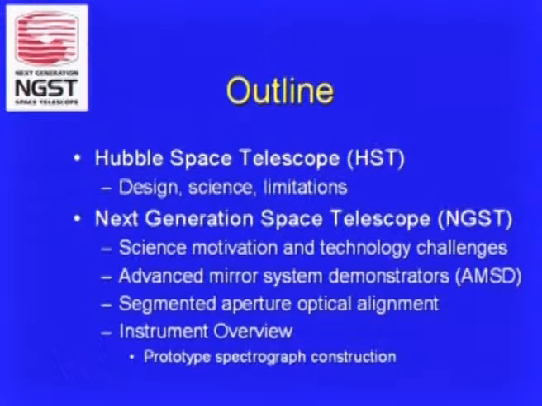I'll start off by talking about Hubble Space Telescope, what its design was like, what kind of science it performed, and what its pluses and minuses are from a science point of view. I'll talk a little bit about the requirements of Hubble, the science requirements. The Next Generation Space Telescope, I'll abbreviate it NGST, I'll talk about the science motivation, how it differs from the Hubble Space Telescope, and the challenges to your community and other technology communities.